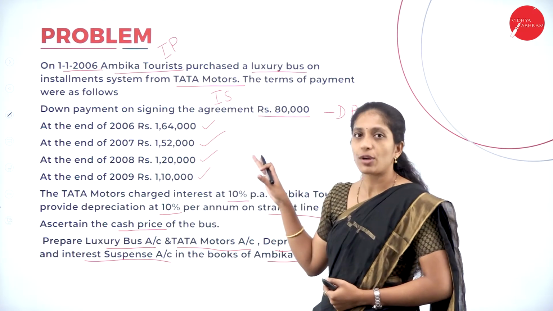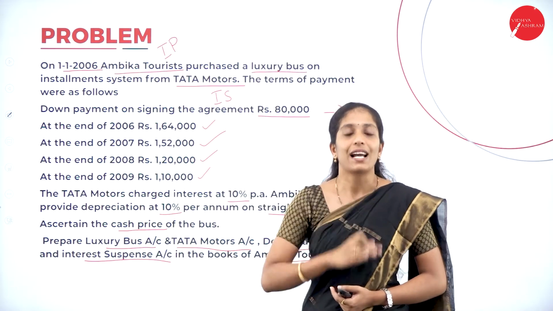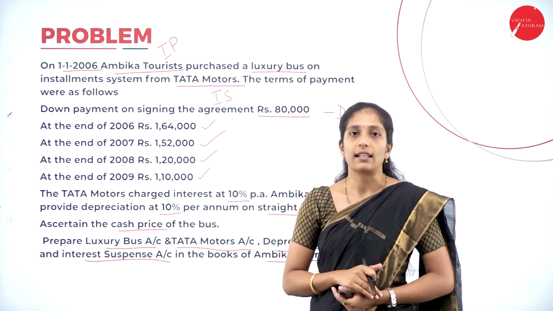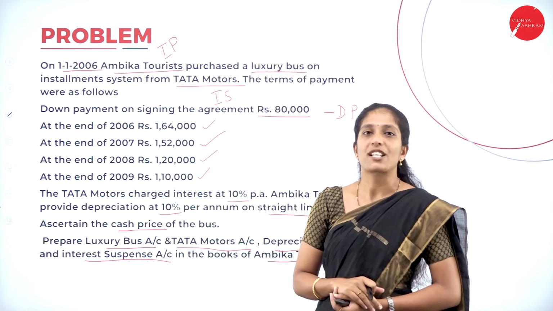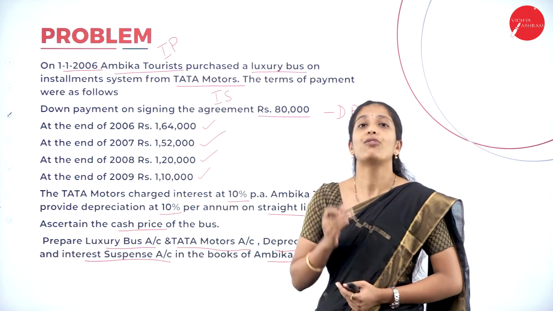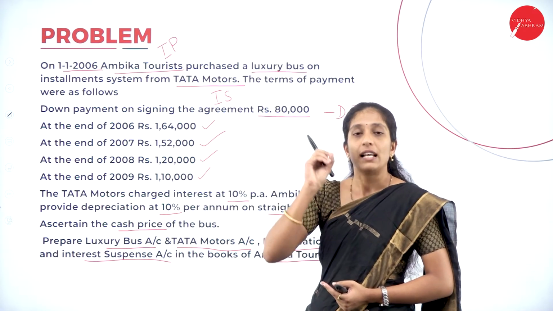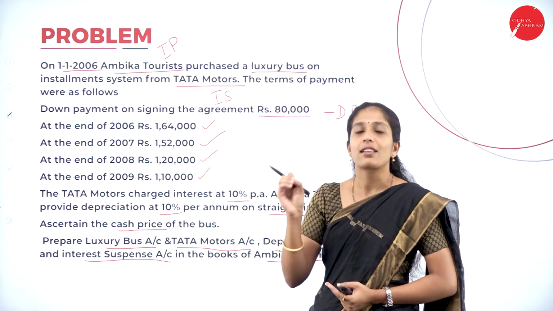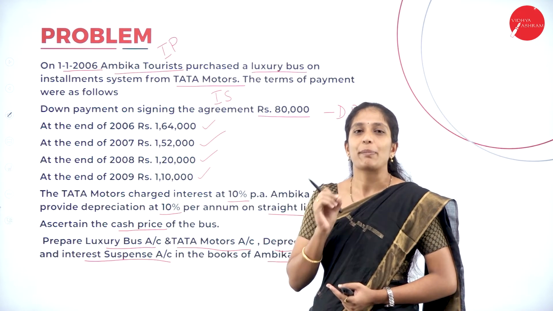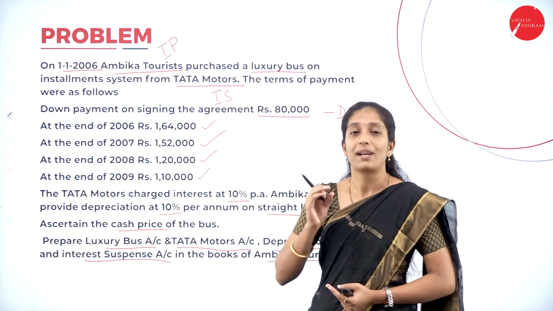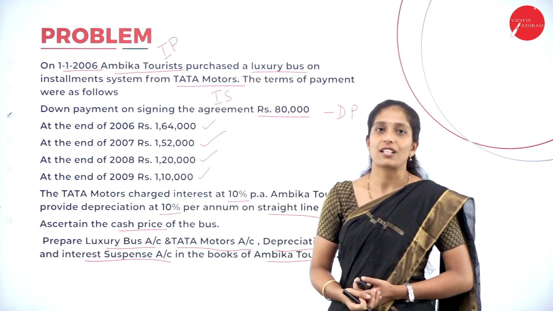Now, this is a question where they have not given the cash price of the asset. As usual, like the hire purchase system, we have to calculate the cash price of the asset. So, how to calculate the cash price of the asset? We have to go from the fourth installment first. So, we have to write the fourth installment, less interest, then add third installment, less interest, next add second installment, less interest, add first installment, less interest, then add down payment, and we will get the cash price of the asset.